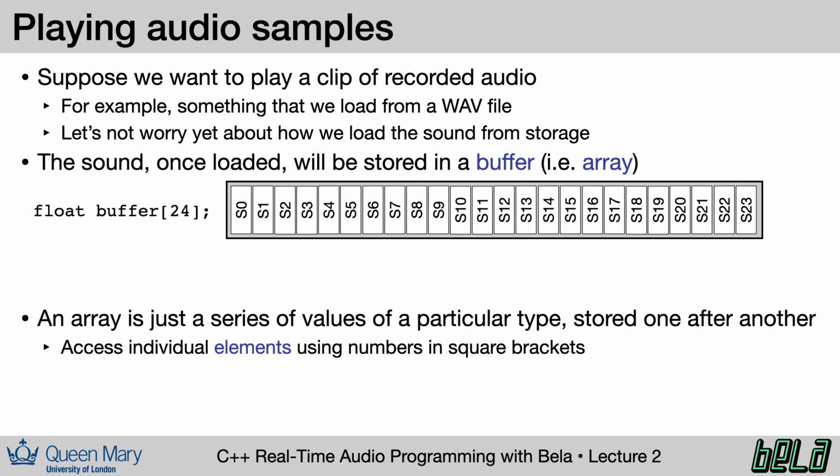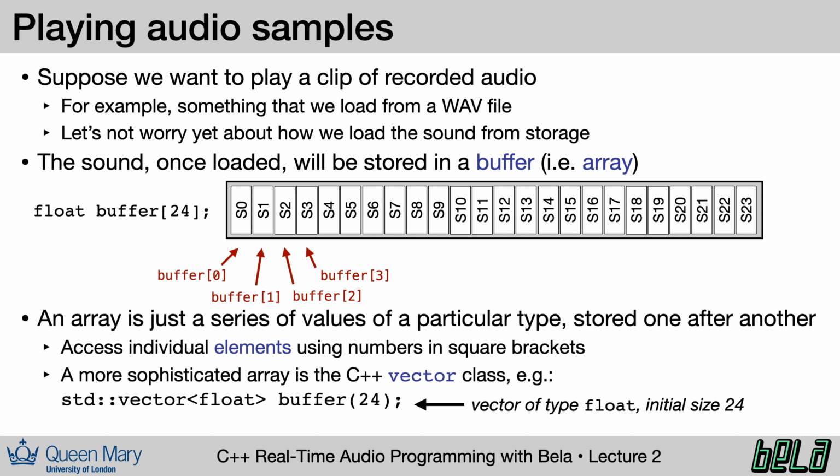We can declare arrays with a syntax like this, using square brackets to tell us what the size of the array is. Notice that this is an array of type float. And we can also use square brackets to access the individual elements of the array. Notice that the array indexing starts from 0, so if we had an array with 24 elements in it, the last element would have index 23.